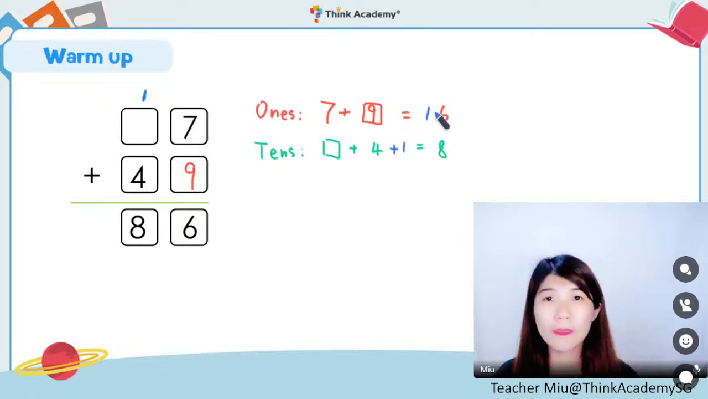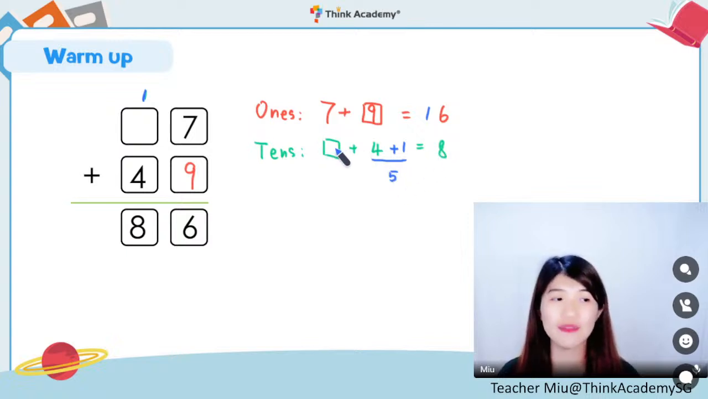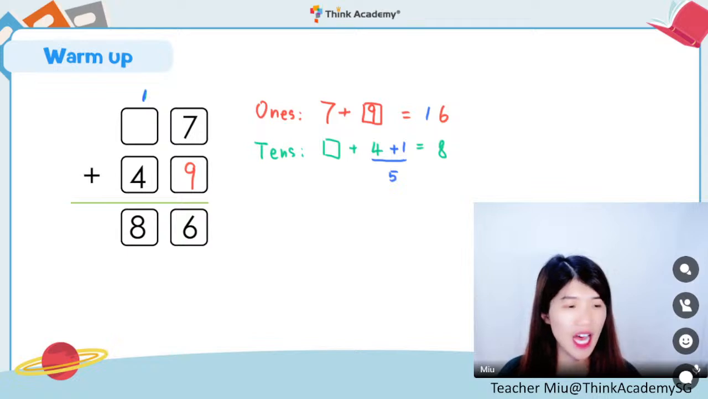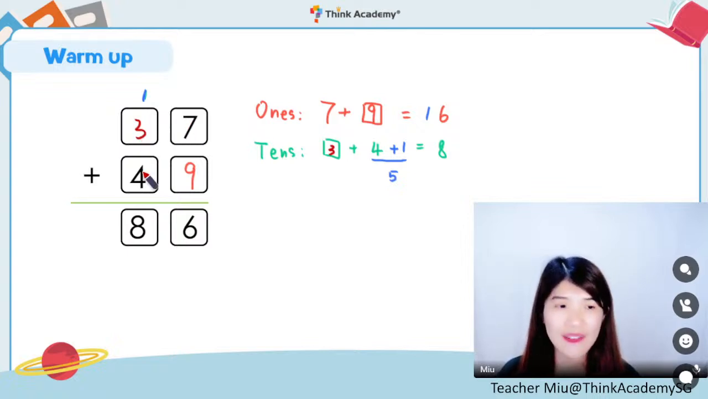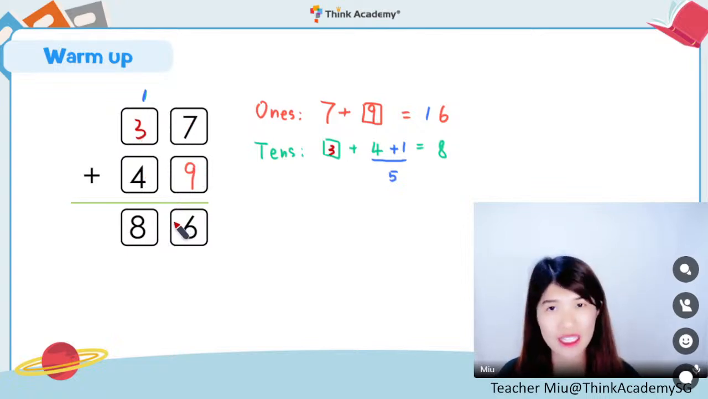Now do the parts you can do first. That is 4 plus 1, which gives you 5. So something plus 5 gives you 8. What is that something? That must be a 3, right? So that's how we come to the answer: 37 plus 49 gives you 86.